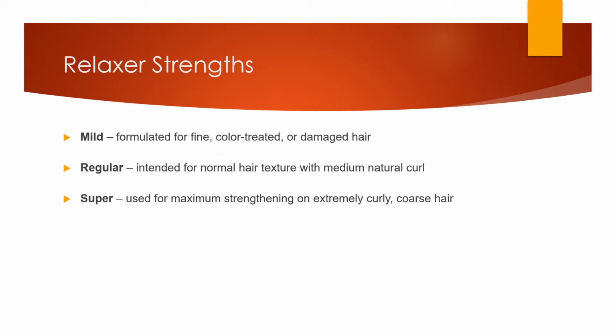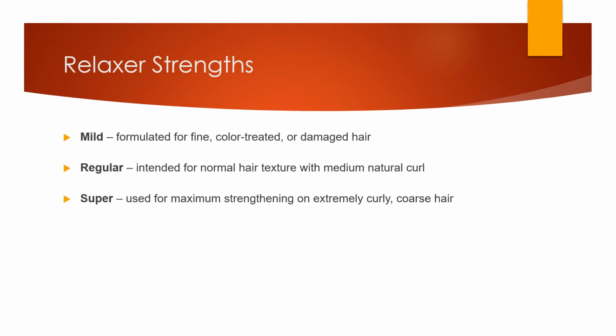Relaxer strengths are categorized as mild, regular, and super. Mild is formulated for fine, color-treated, or damaged hair. Regular is intended for normal hair texture with a medium curl. Super is used for maximum straightening or extremely curly, coarse hair.